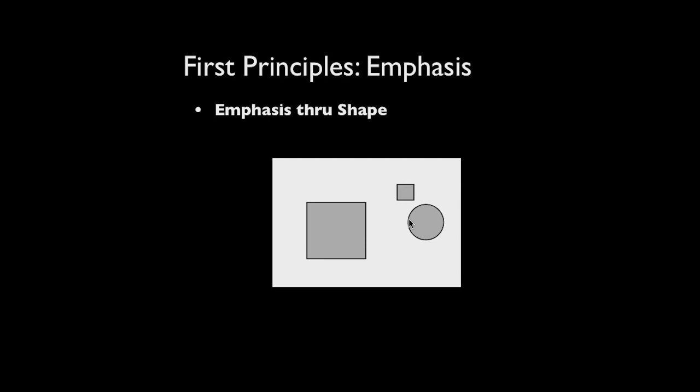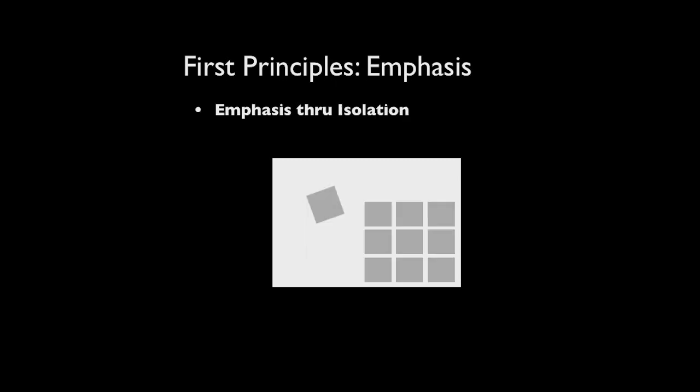Emphasis through shape. So we notice now, even though this is similar to this, but we notice what? That the round shape is different. Emphasis through isolation. So we have a lot of similar shapes, but then we've got one shape that's doing something different. Now, you can think of this as well as a character moving or doing something or standing apart from a group of other people.